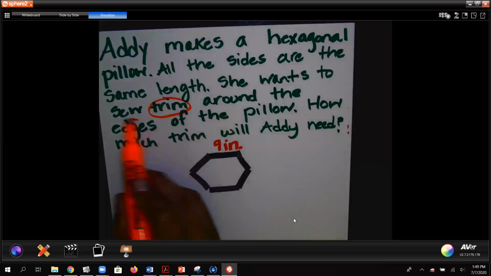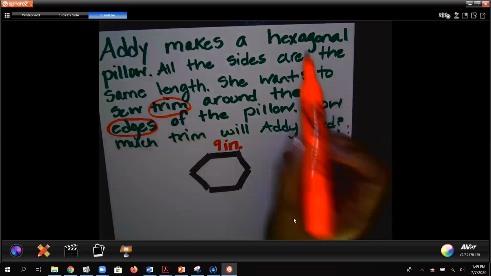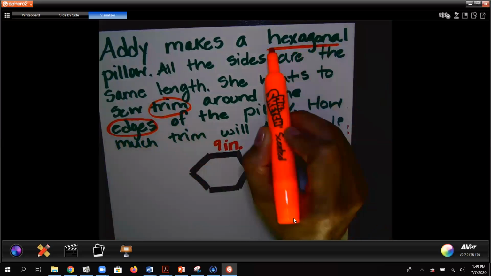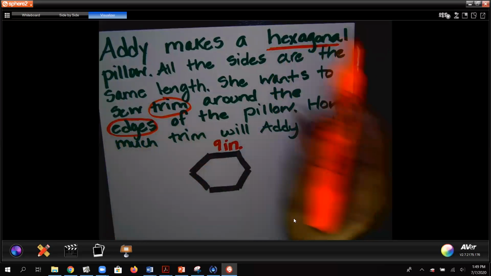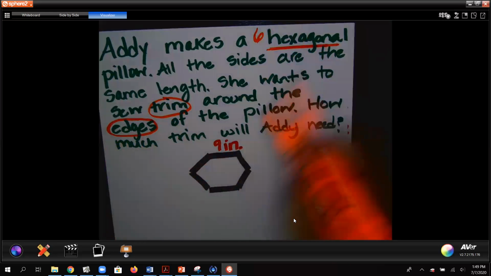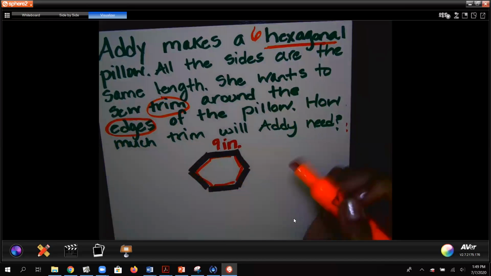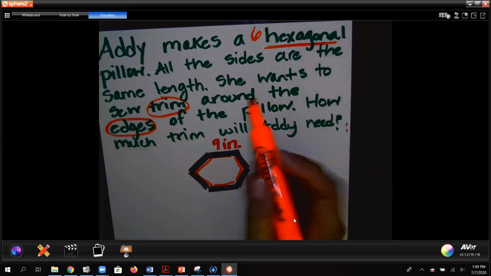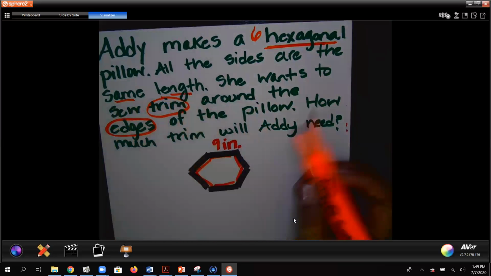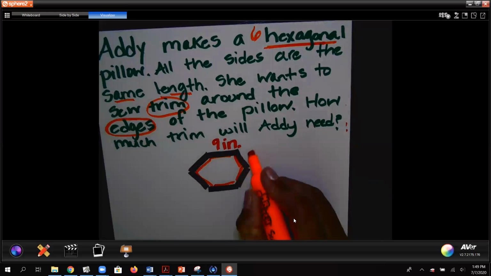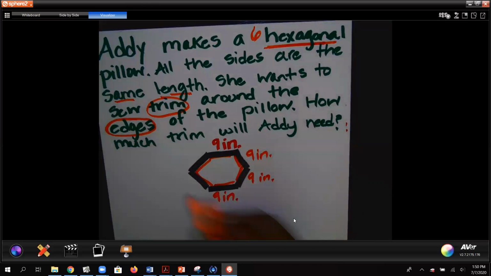And also edges. Okay, she made a hexagonal pillow. Hexagonal describes the shape of the pillow. The word hexagon is there. And how many sides are in a hexagon? 6, right? So we have 1, 2, 3, 4, 5, 6. So it says all the sides are the same length. That means they're all congruent to each other. Congruent means they're the same shape and the same size. So if one side is 9 inches, all the other sides are also 9 inches.